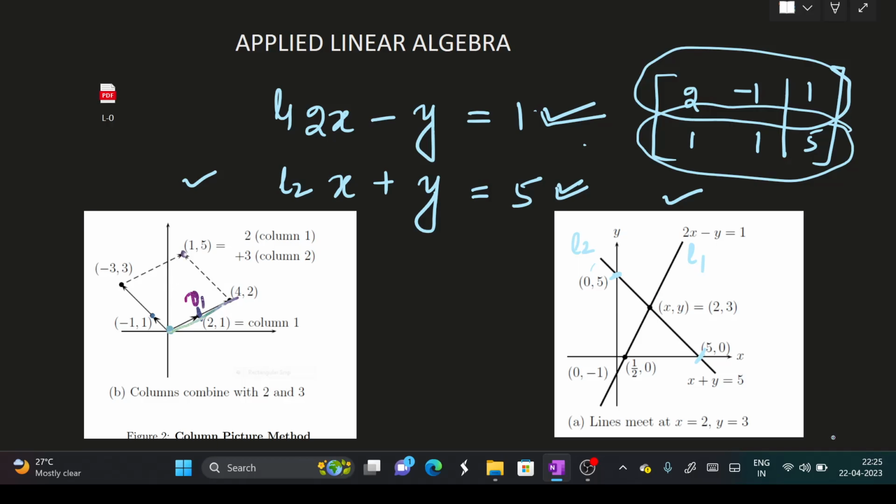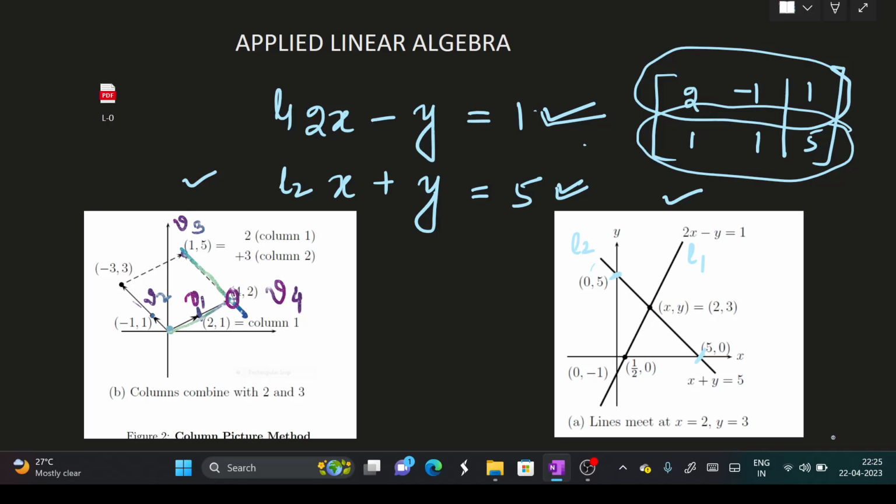Then what we will do? I will plot the point V3. From the point V3, I will draw two straight lines, parallel to V1 and parallel to V2. This is my V2, this is V1. So from 1, 5, I will draw a straight line parallel to V2, and this point of intersection I will note. What is the point of intersection? 4, 2. Its name I will give as V4.